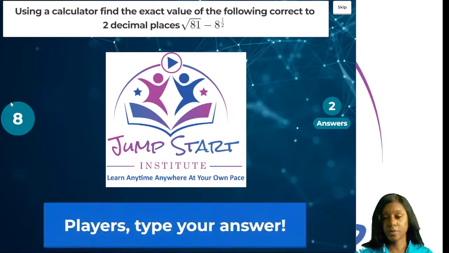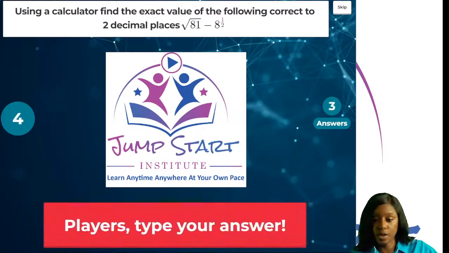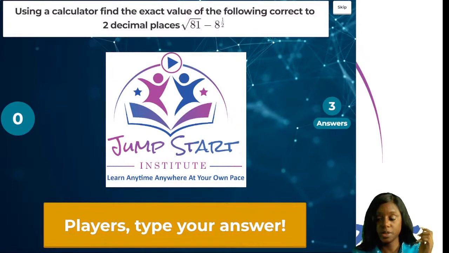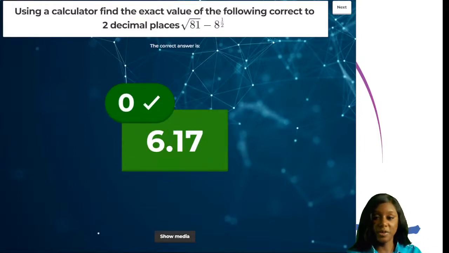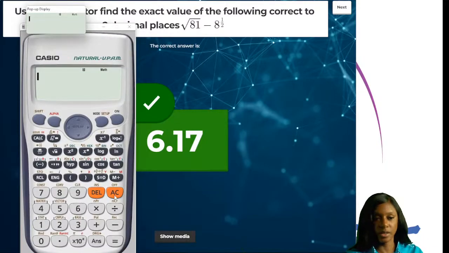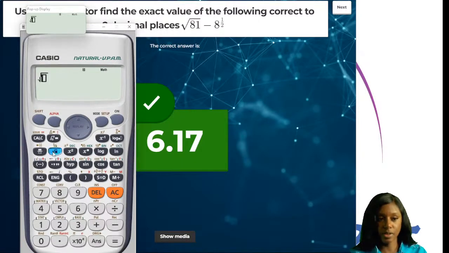Okay, so this question is very similar to the one before. So again, you would have to use your calculator, as it says to use the calculator. Again, nobody got this correct. So let's see here. So again, the calculator. This is the square root function right here on the Casio calculator. So square root of 81 minus 8. It says to the power of a half. So you want to raise to the power.